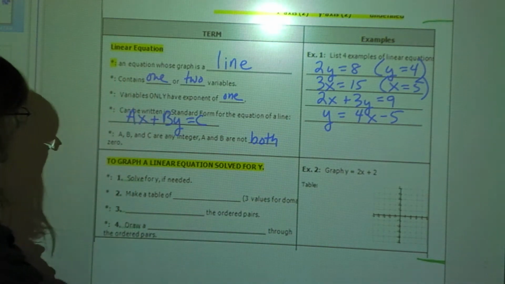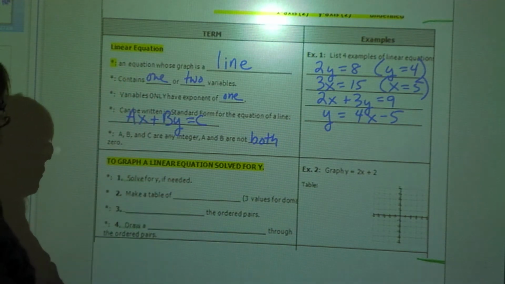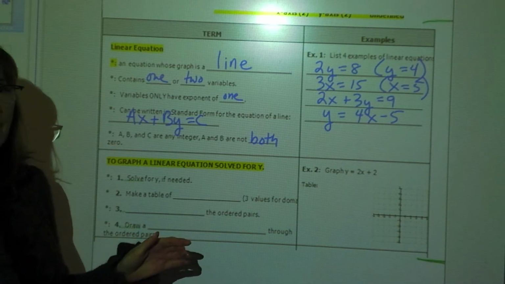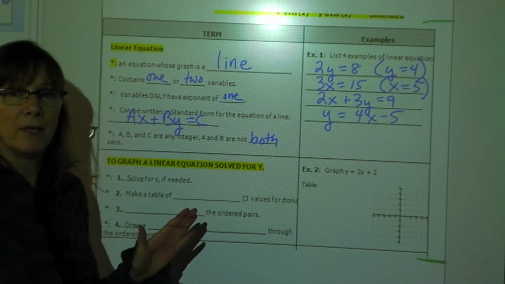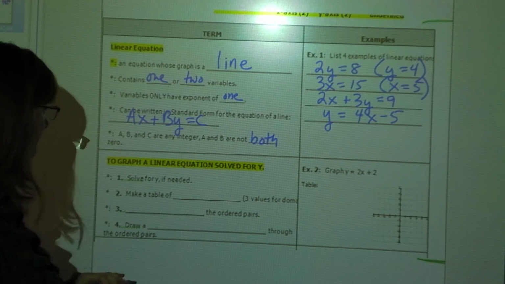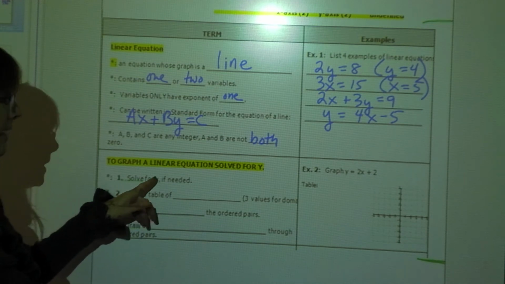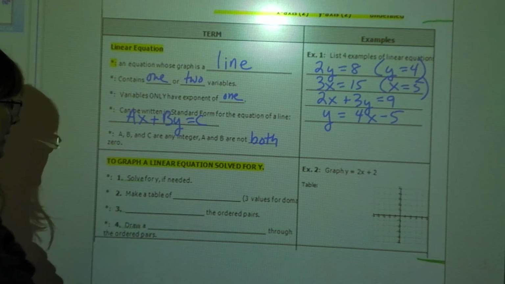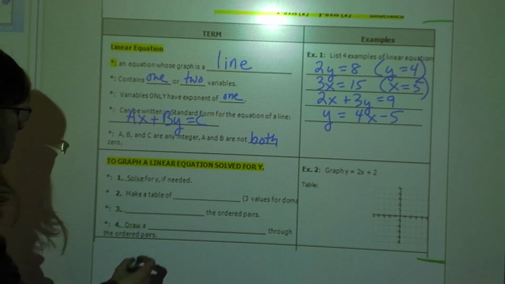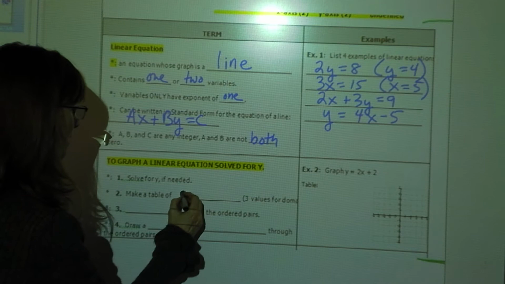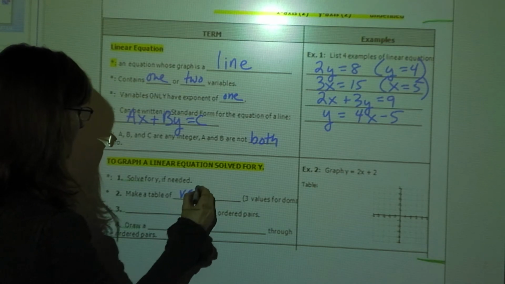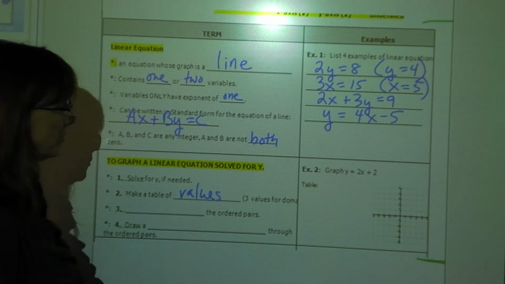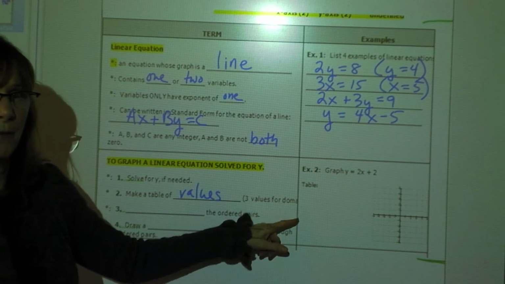Okay? So now, to graph a linear equation that's solved for y, now remember when we say it's solved for y, that means y is all by itself. So the first thing you want to do is isolate y if needed. Okay? Then you're going to make a table of values. And you want at least 3 values for the domain.